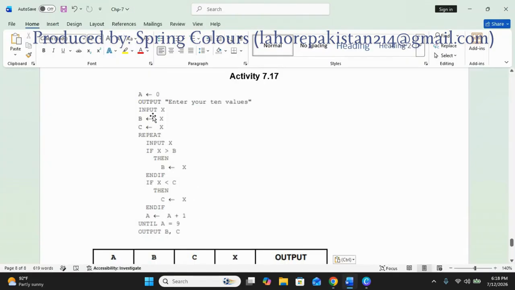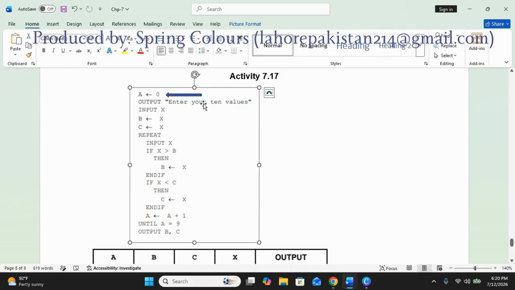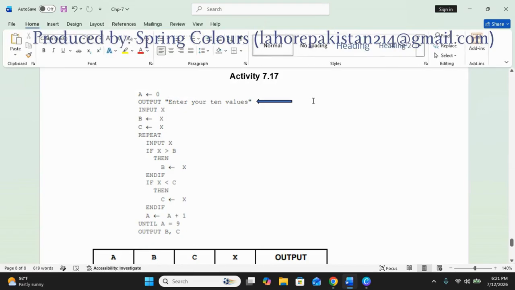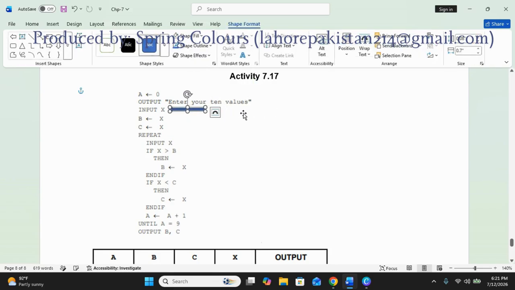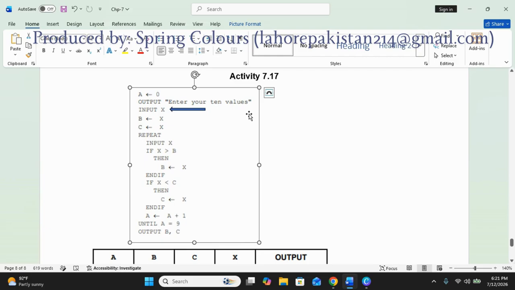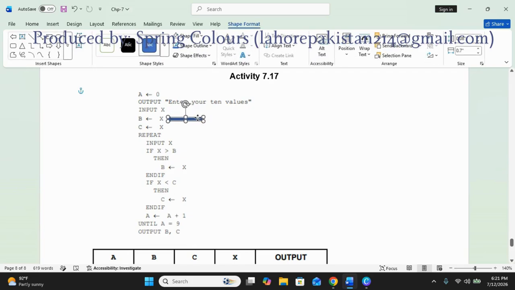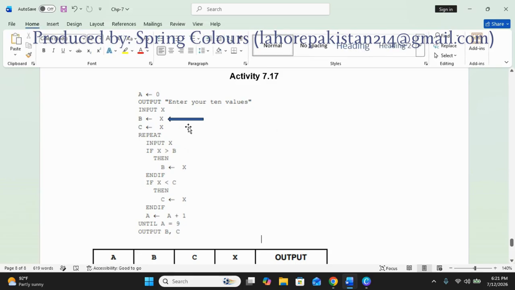The same concept is shown over here because the activity has asked for a pseudocode. So the same concept can be written in the form of pseudocode where the counter is set to 0 first. Then the user is given a message on screen to input 10 values. These 10 values will be stored inside a variable named x. The first value given by the user will be saved inside the variable named b, and the same value will be saved inside the variable named c.